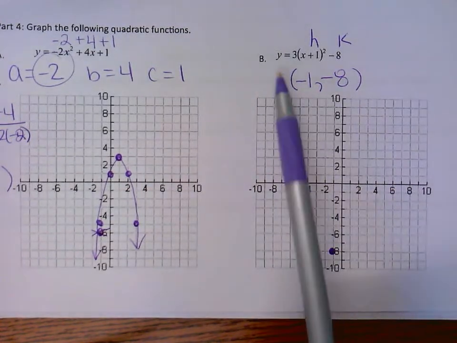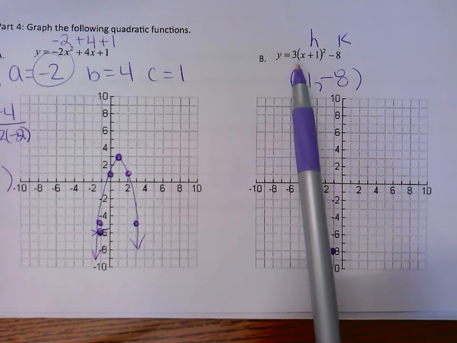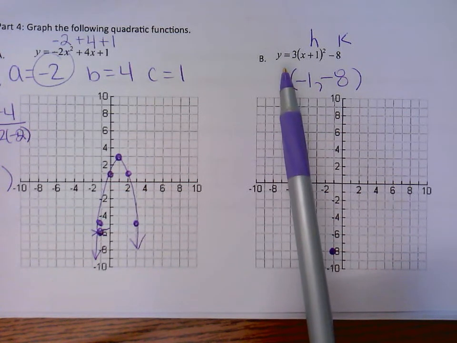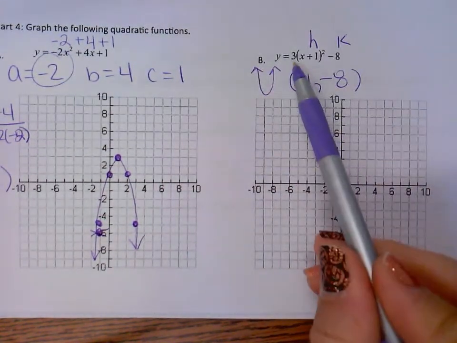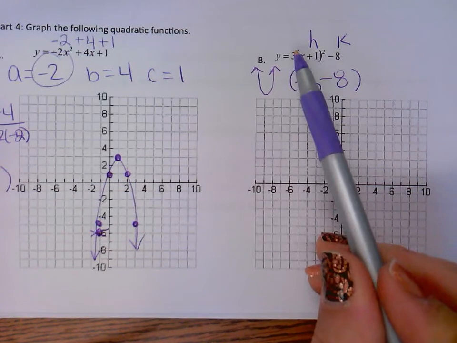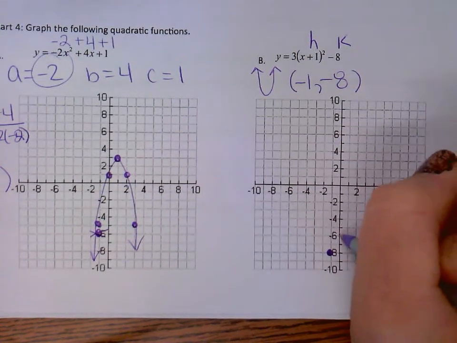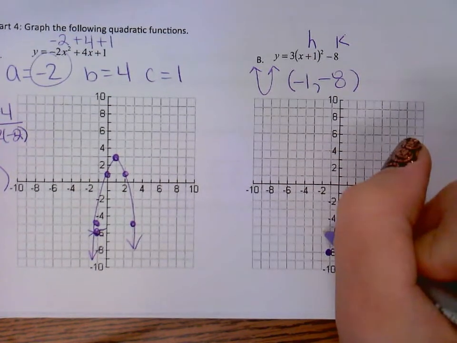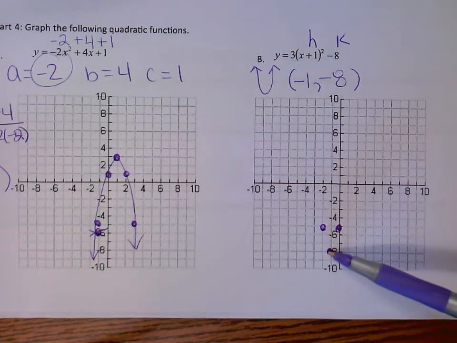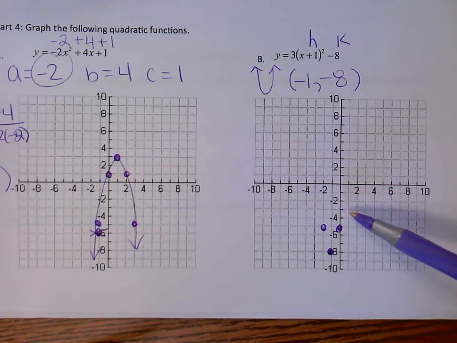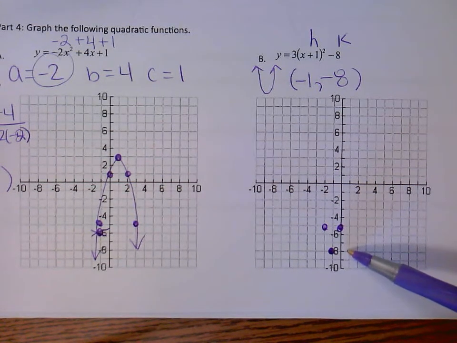And then I need to think about that leading coefficient, that a value of 3. What's that going to do to this function? Concave up. Stretching times 3. So usually if I go over 1 and up 1, this time I have to go over 1 and up 3. It's 3 times as steep. So then normally I go over 2 and up 4. This time I want to go 4 times 3. So over 2 and up 12.